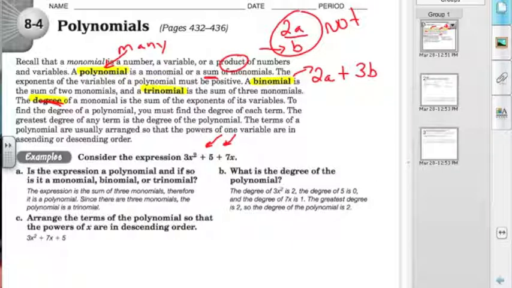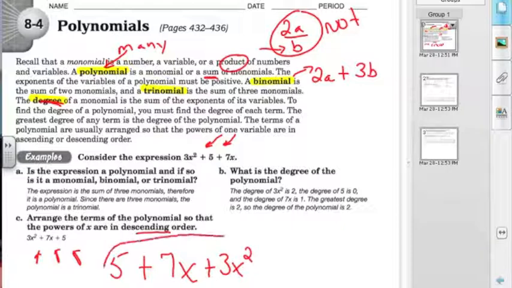Now, we want to arrange the terms of the polynomial so that the powers of x are in descending order. That means they're going down. So we have to start with the largest exponent first. That would be 3x squared. Then we go to 7x, and then we have the constant 5 last. That's in descending order. Now, if we wanted to go in ascending order, we would have to start with the least degree of x. Well, that would be the number 5. Then we would go to 7x, and then we would add 3x squared. That would be ascending order. Usually, most of your formula work is always done in descending order.